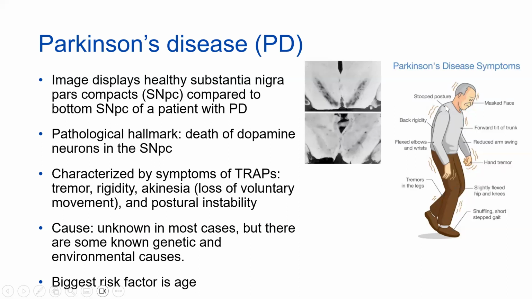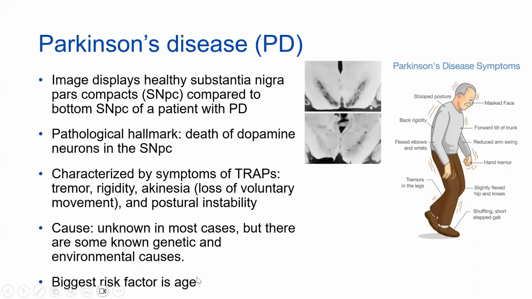Also, just for your information, although PD is characterized by this abundance of motor deficits, there also are many non-motor symptoms these patients tend to experience as well, which is quite interesting, in my opinion. The cause of PD is unknown in most cases, but there are some known genetic and environmental risk factors. And the biggest risk factor is age. So PD is most common in the elderly population, age 65 and up.